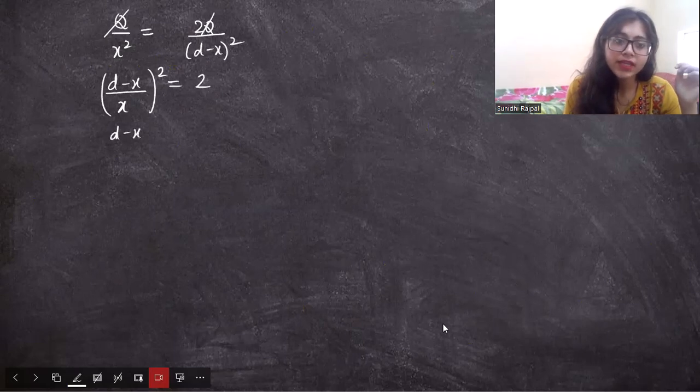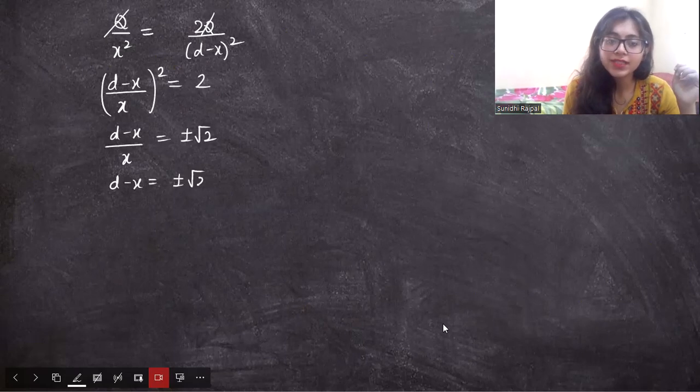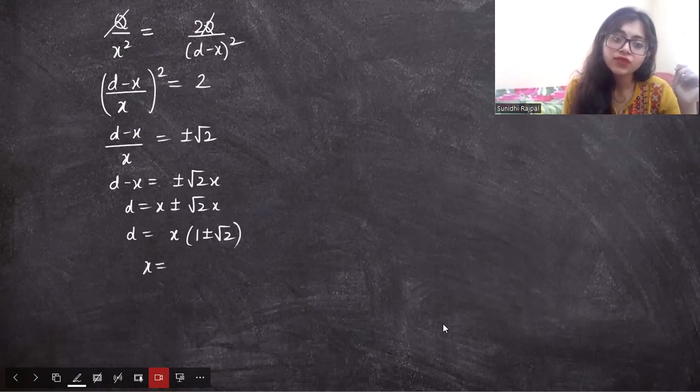Now, (d minus x) by x will become plus minus root 2, right? And d minus x is equal to plus minus root 2x. So, d becomes x plus minus root 2x. D is equal to, I take x common, x times (1 plus minus root 2), and x from here becomes d upon 1 plus minus root 2.